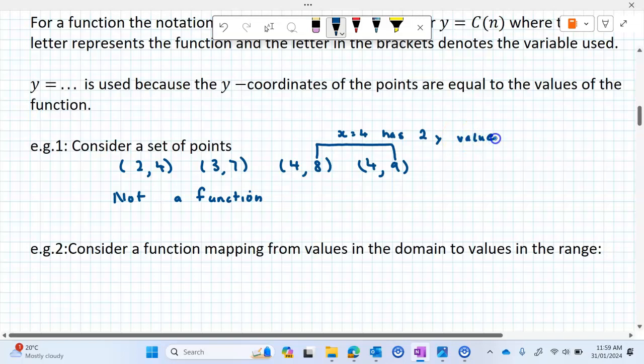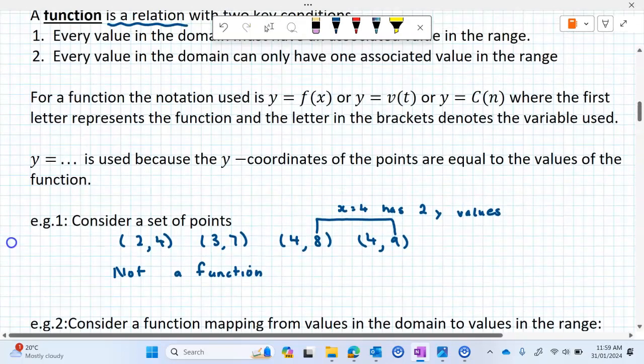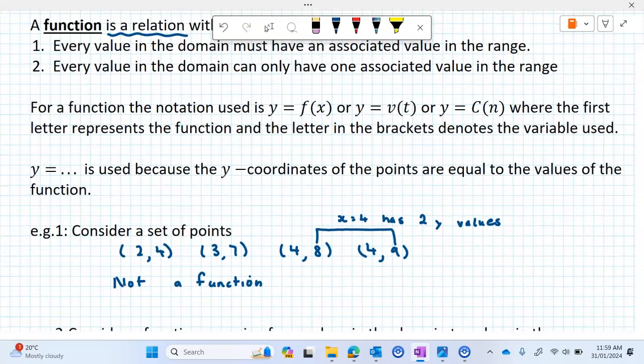So why isn't that a function? Well, what did we say before? What was our definition? Our definition said every value in the domain can only have one associated value in the range. Now, our value in our domain is 4, but that has two values in our range, 8 and 9. And so this relation is not a function.